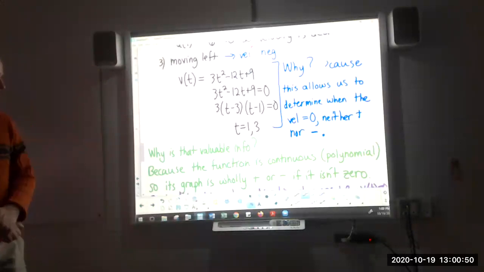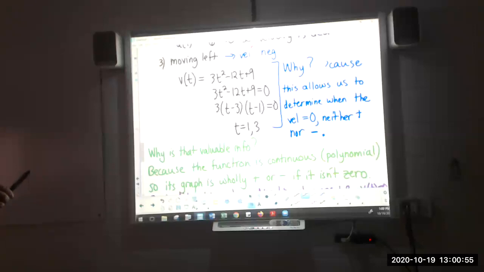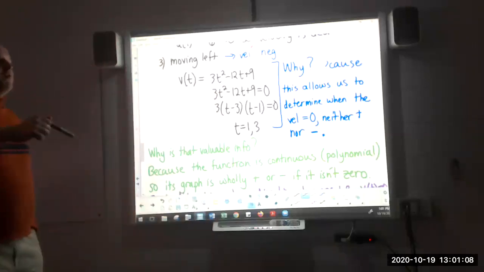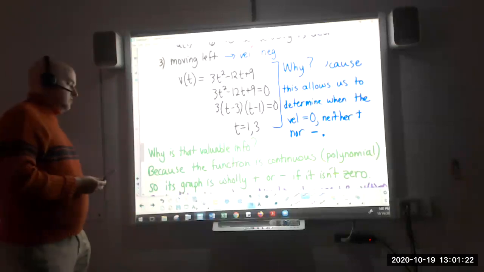Here it is. Because the function is continuous, its graph will be wholly or entirely positive or negative if it isn't 0. There's no funny business going on. This is a polynomial. Yes, it's a parabola. We know what the graph of a parabola looks like, but we can apply that same logic to any polynomial. It's going to look like some kind of goofy thing that's got maybe parabola pieces to it. It's got to behave like this because of the function.